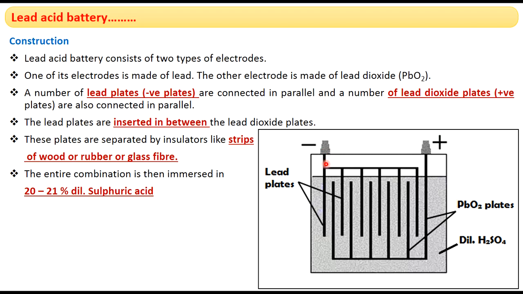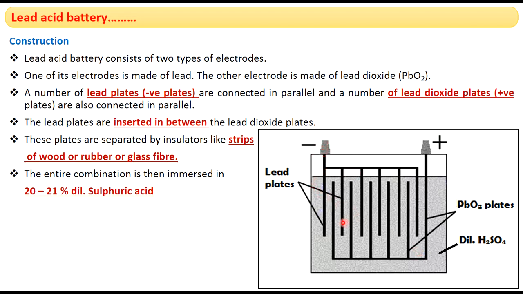Then in between lead plates we have lead dioxide plates, which are called positive plates. They are also connected in parallel, but they are inserted between the lead plates. So these are lead plates and these are lead dioxide plates, positive plates. These positive plates are also connected to one terminal. So this is a positive terminal connecting all the lead dioxide plates, and this is the negative terminal connecting all the lead plates.